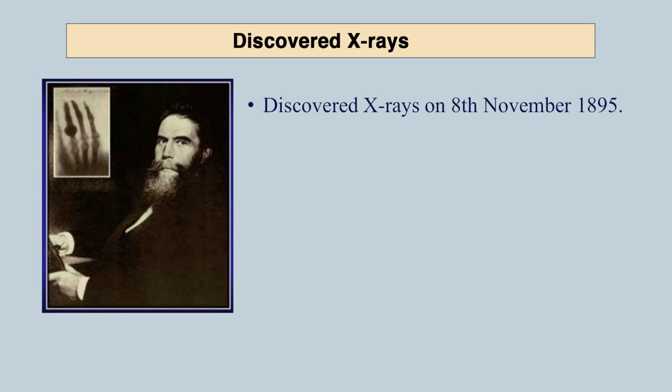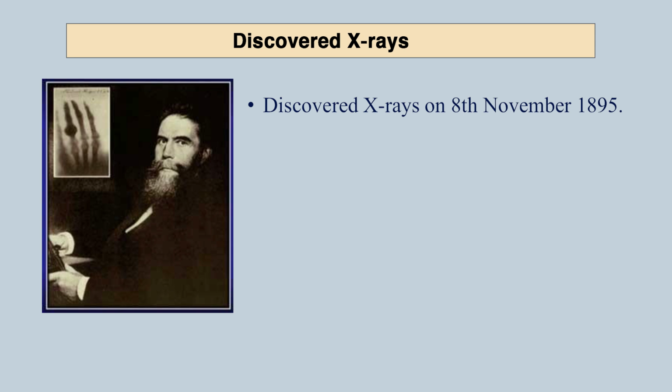We already discussed the hard X-ray and soft X-ray. Let's know about the discovery of the X-ray. X-rays were discovered on November 8, 1895, by Wilhelm Röntgen, the German physicist who stumbled upon this groundbreaking discovery while experimenting with cathode rays.